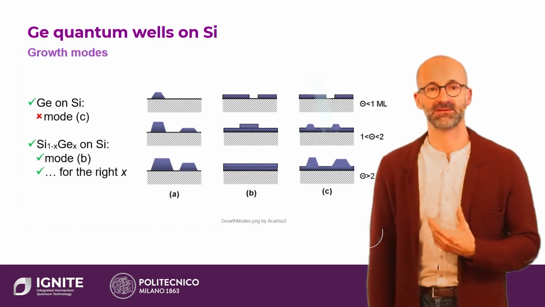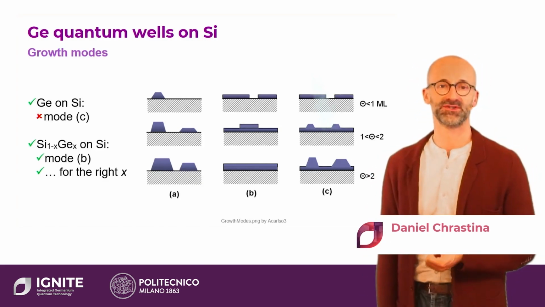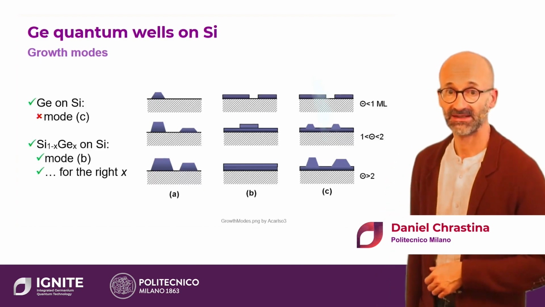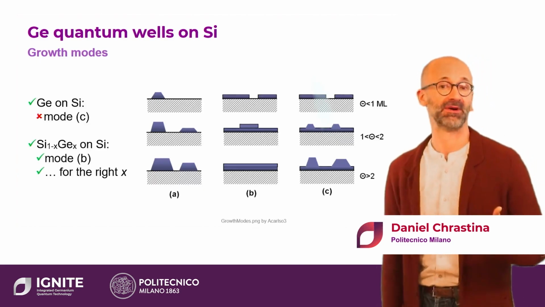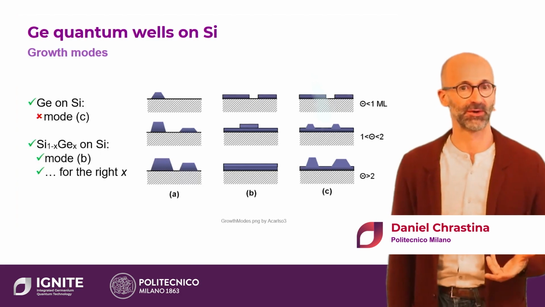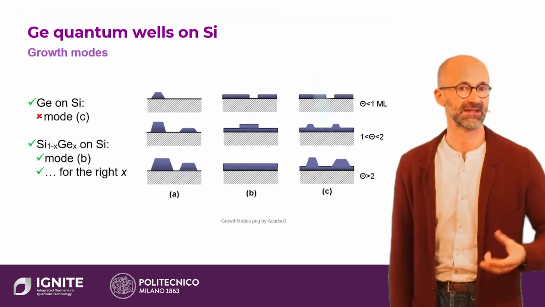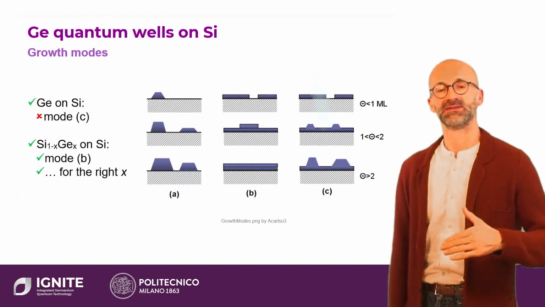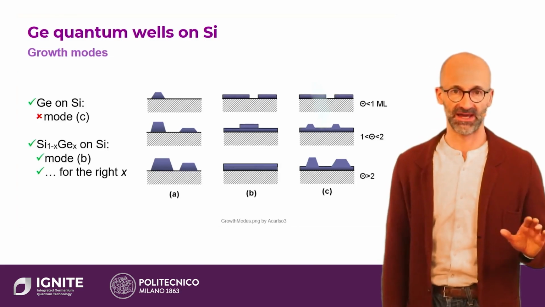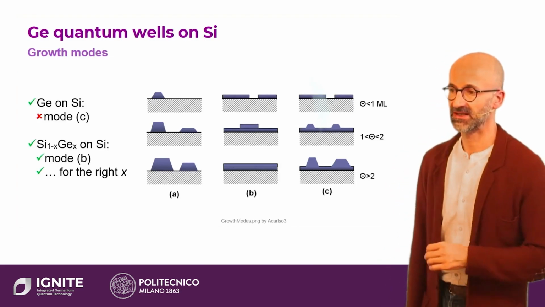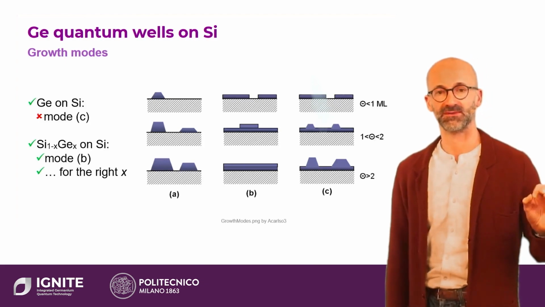So even though germanium is compatible with silicon, we don't just grow the germanium quantum well directly on silicon. This diagram shows you what happens when you grow one material on top of another. Ideally, you want case B. Case B is the case where the second material is growing in a two-dimensional layer on top of the substrate, and this is ideally what we want. We want the quantum well.